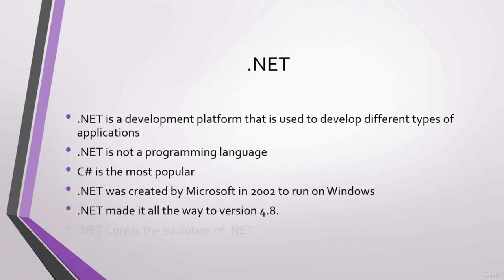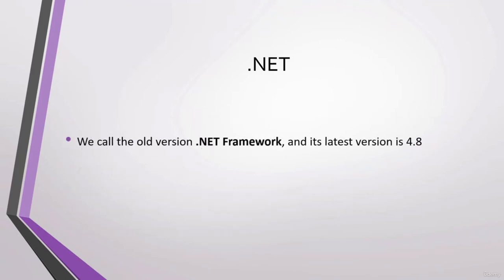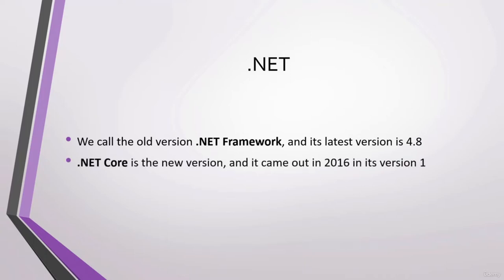In other words, .NET Core is the evolution of .NET. We call the old version the .NET framework, and it went all the way to version 4.8. .NET Core is the new version, and it came out in 2016 in its version 1. After that, new versions of .NET Core came out year after year, such as .NET Core 2 and .NET Core 3. However, to avoid any confusion, since the .NET framework made it to version 4.8, so people don't get confused with .NET Core 4, they skipped 4 and went straight to 5.